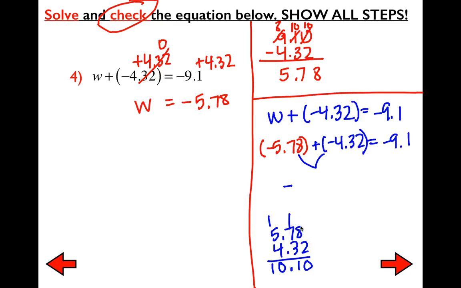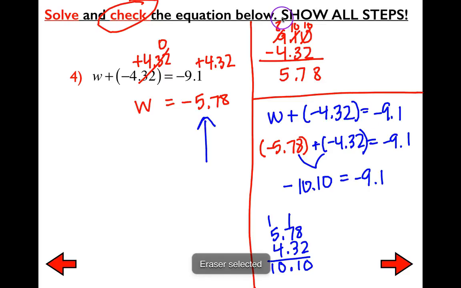So notice here, it doesn't check out. Because here I have negative 10 and 10 hundredths equals negative 9 and 1/10. Something's wrong. Guess what? That means this answer is not correct. So I'm going to go ahead and look back in my work, and I can see where I made a mistake right here. 8 minus 4 is not 5. It is 4.